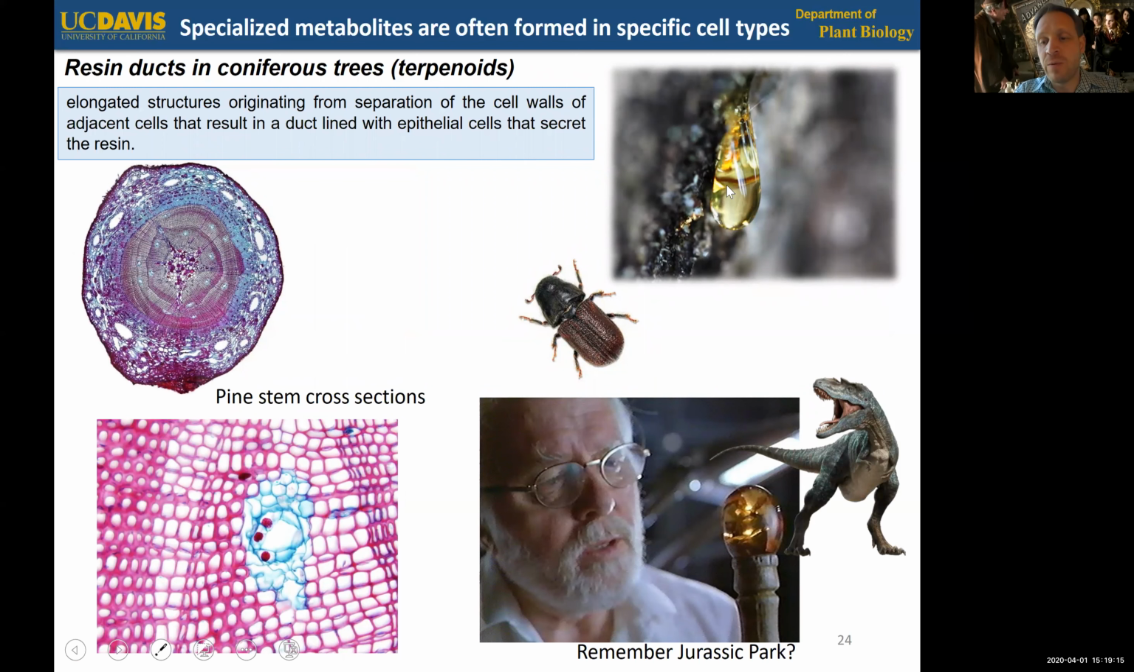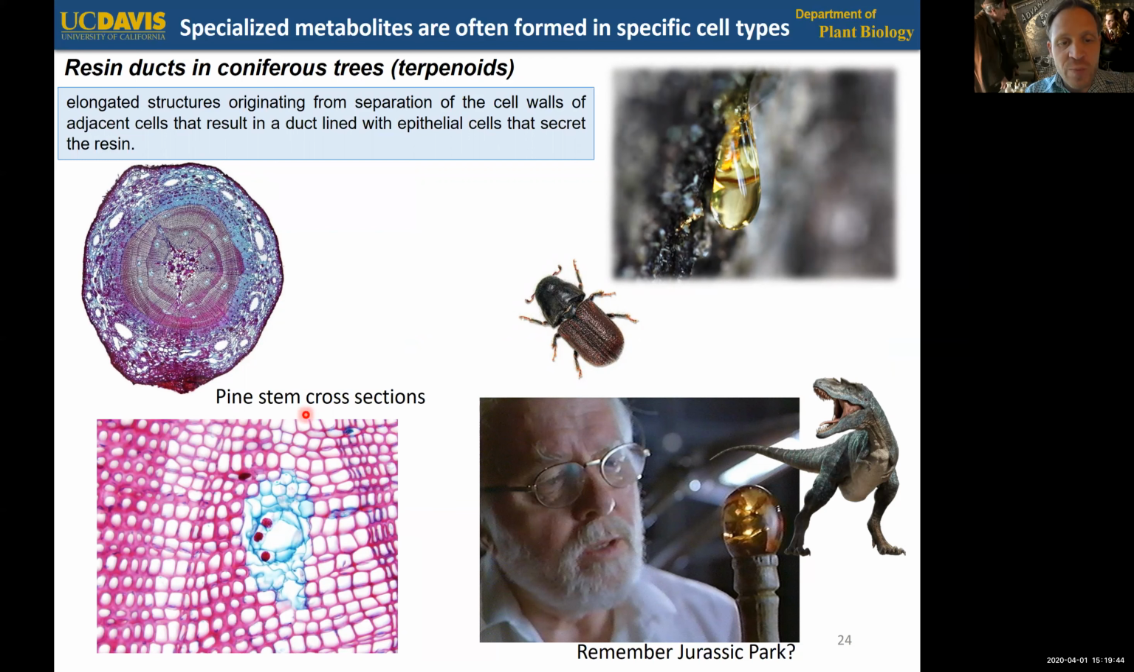Another one that we find that is more specific to gymnosperms, and especially coniferous species, needle trees, follows the same principle but uses it slightly differently. Here we see resin ducts. What you see in this cross section of a coniferous stem is all these ducts sitting right outside the cambial zone in the bark tissue.